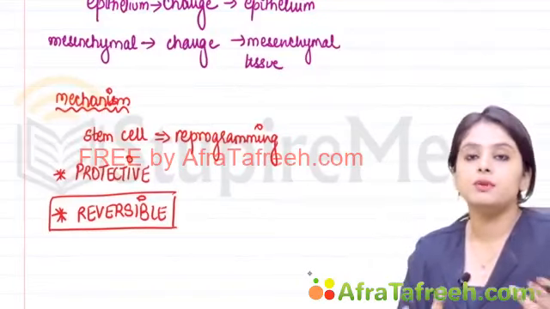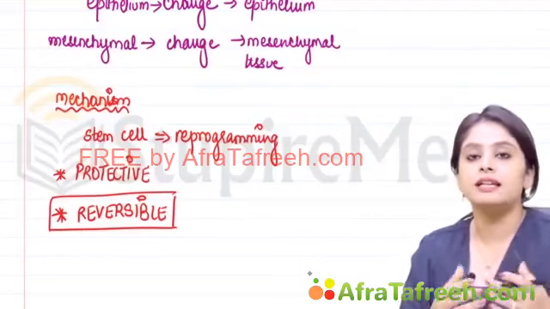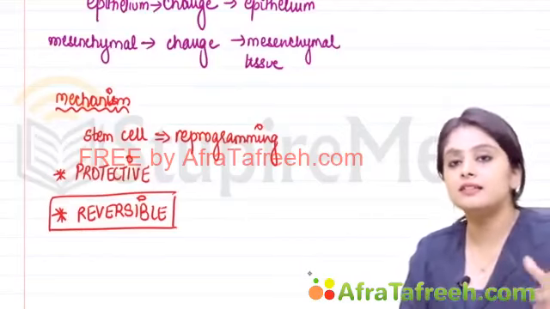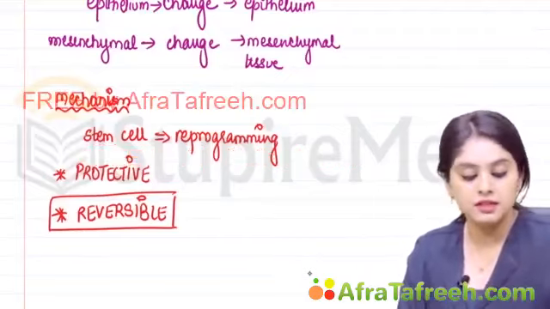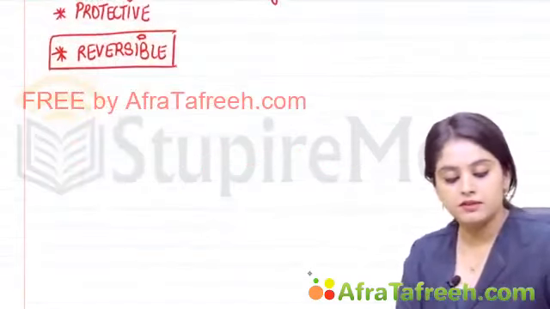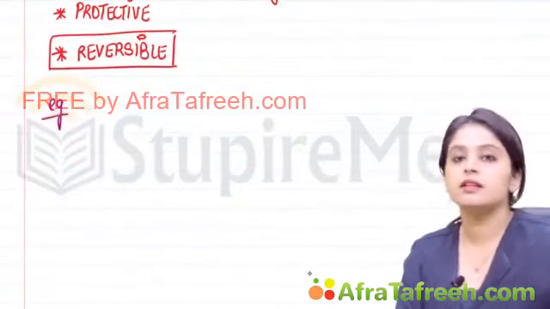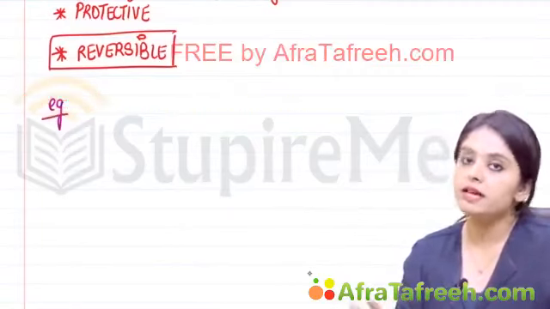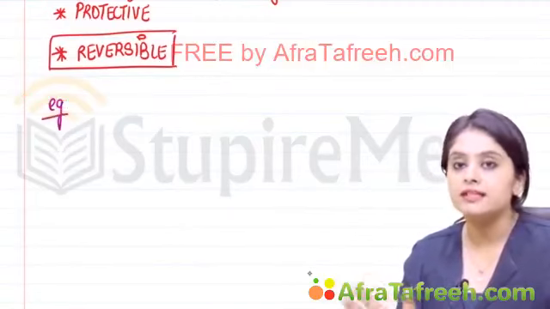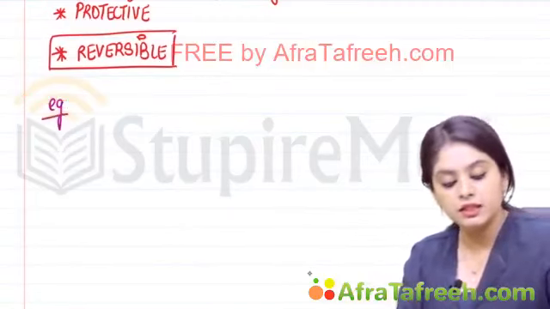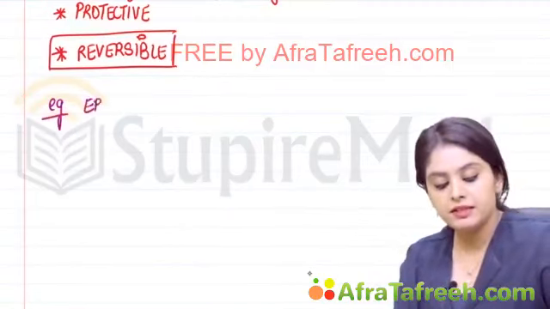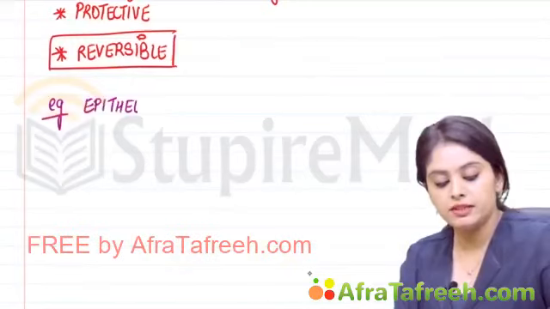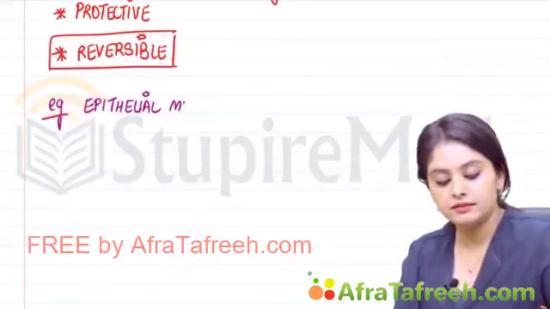Now, we've done a lot of the theoretical aspect of metaplasia. Let's now try to understand the same with the help of a few examples. So let's take up the first example. As I said, either one epithelium will change into another or one mesenchymal tissue will change into another. So that is exactly how we are going to deal with it. When epithelium is changing, I will call it epithelial metaplasia.